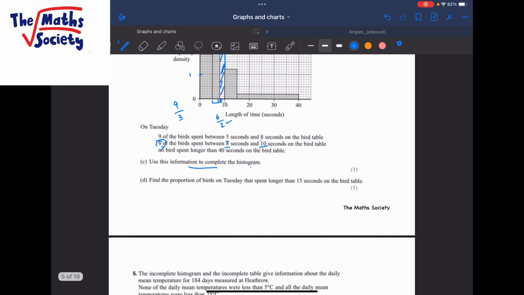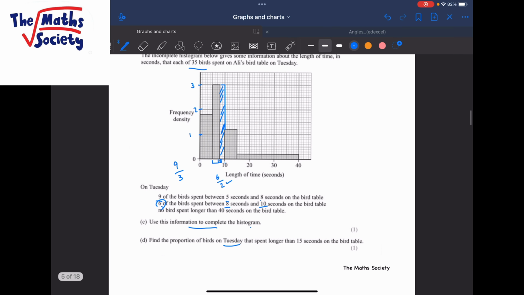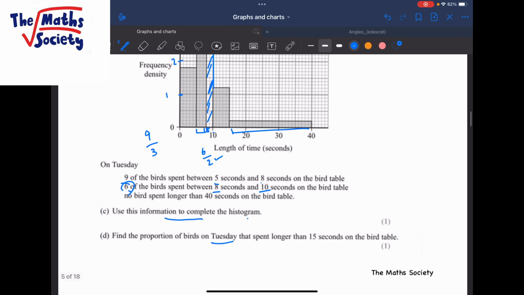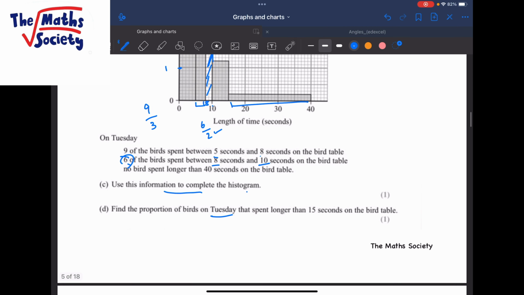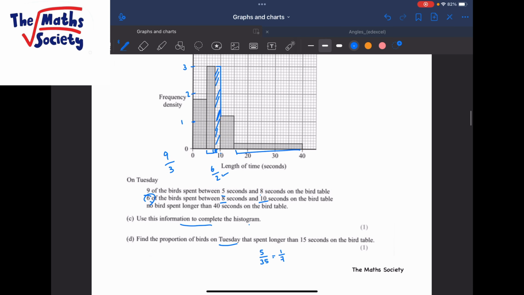And then find the proportion of birds on Tuesday that spent longer than 15 seconds on the bird table. So it has to be more than 15 seconds, right? So then we can have 5 out of 35, which is 1 by 7, the proportion of birds that spent longer than 15 seconds on the table.